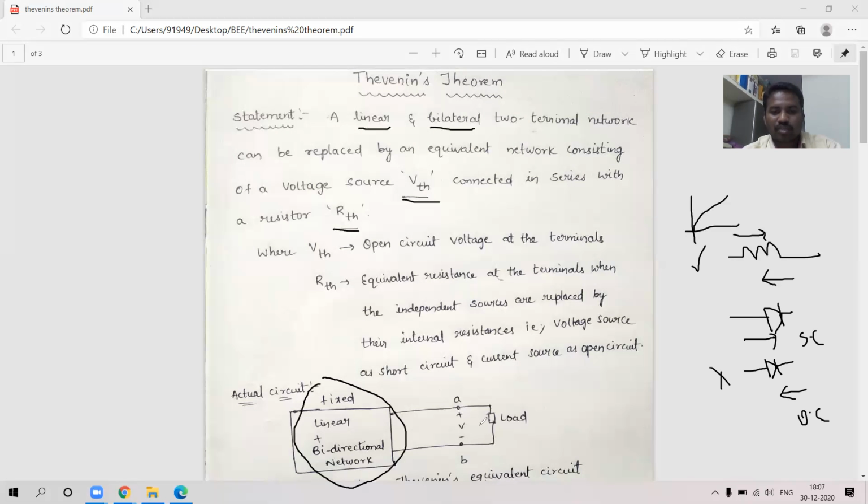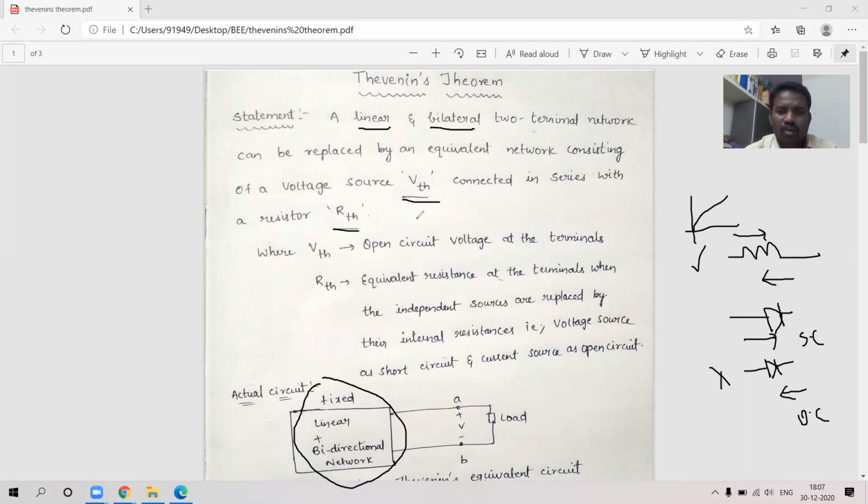So how the load is determined: in the question they will ask to find the current through some load. We have to find the current through that load, or we can find the voltage across the load terminals.